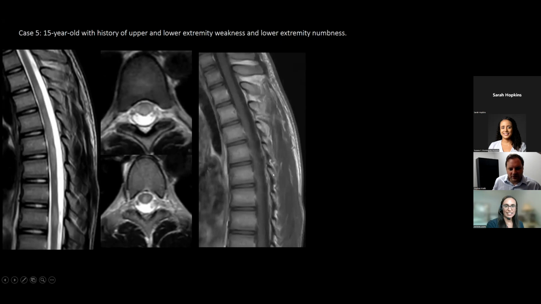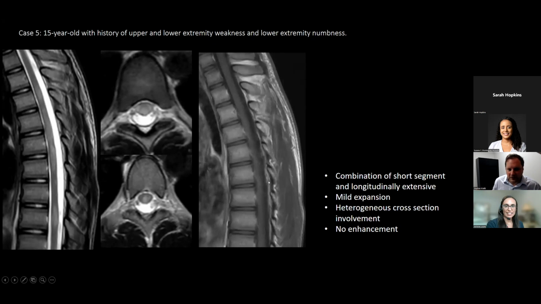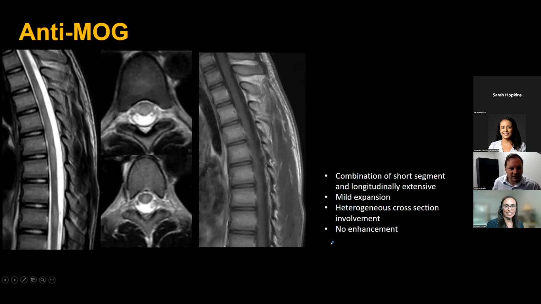We do the post-contrast imaging, and nothing shows up there. So this was really a combination of short and long segments that were involved. There was mild expansion. It was too heterogeneous in cross-section in the cord to call it acute flaccid myelitis. There's no enhancement. This patient had anti-MOG antibody, so this was a myelitis due to anti-MOG antibody.